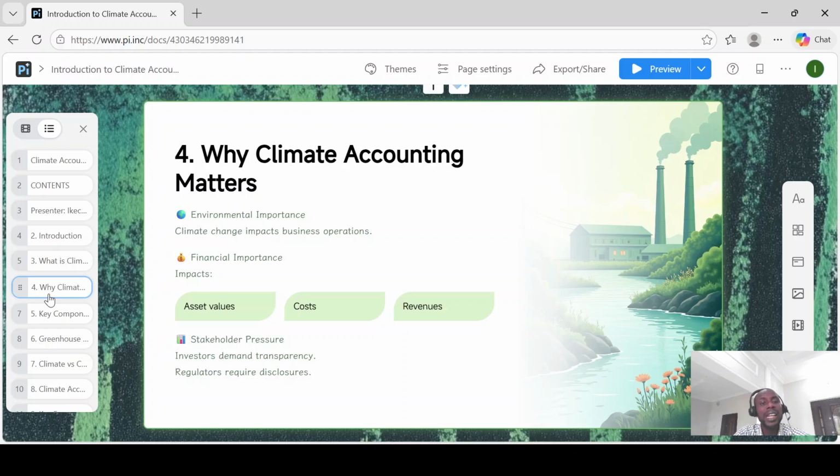So the financial importance is also the impact climate risk has on our asset values. It could be an impairment on assets. It could be a large cost from flood or hurricane. And it could affect our revenues as there's a shift or transition to renewable sources of energy. Businesses that are carbon intensive might suffer a shortage or reduction in revenue.